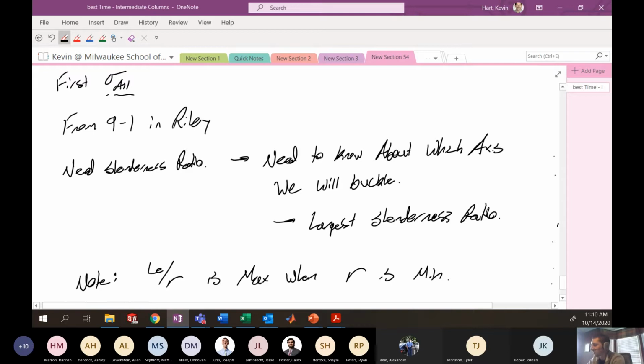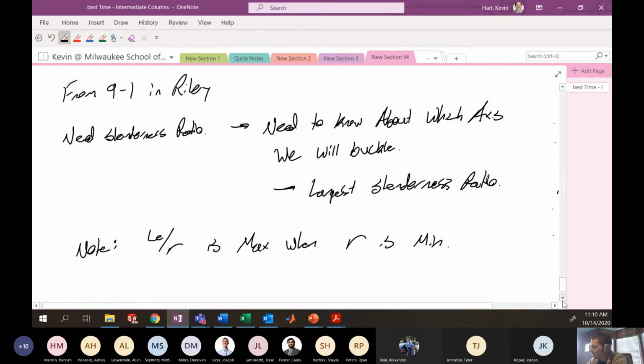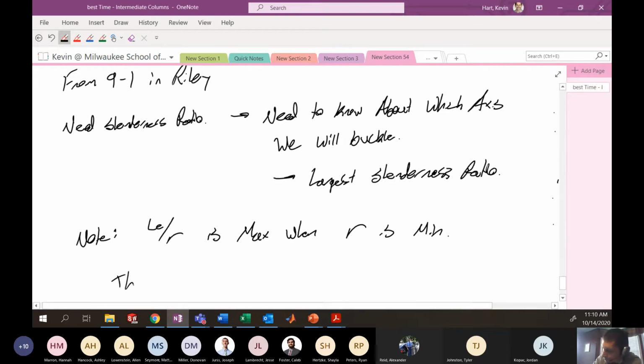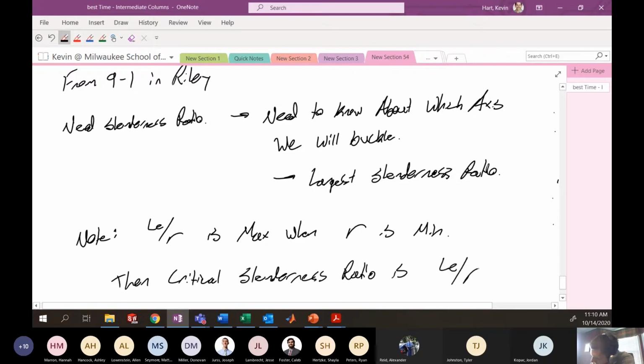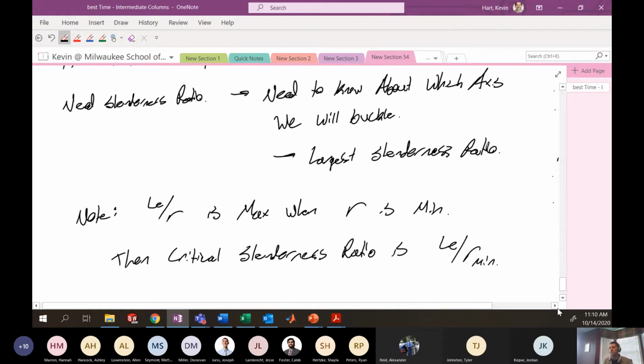All right, so our radius of gyration R should be minimized if we want to maximize our slenderness ratio. So if we think about this, then the critical slenderness ratio is LE on R minimum. Okay, so we're looking for the axis with the smallest radius of gyration.